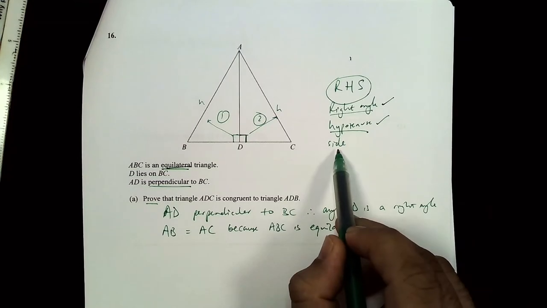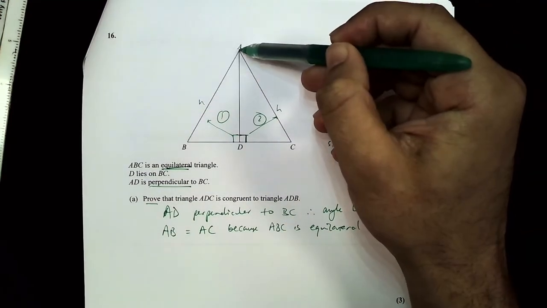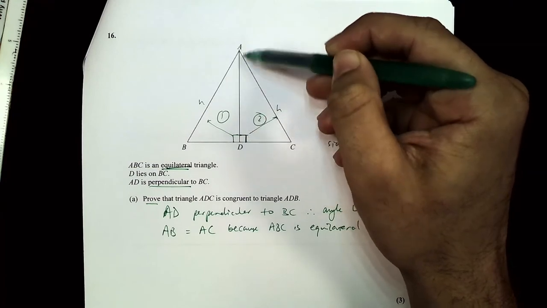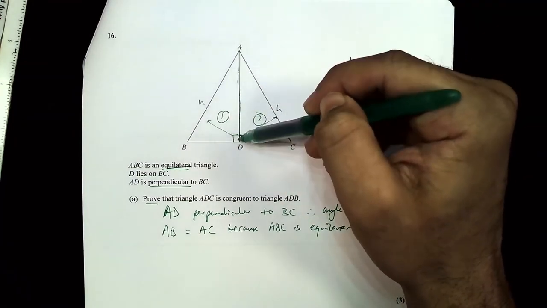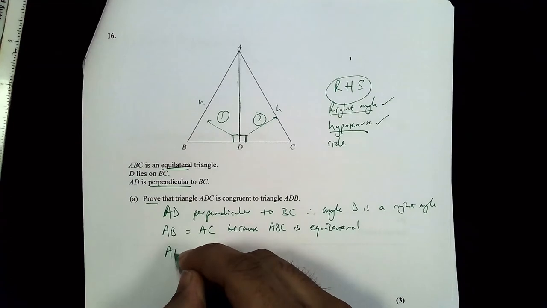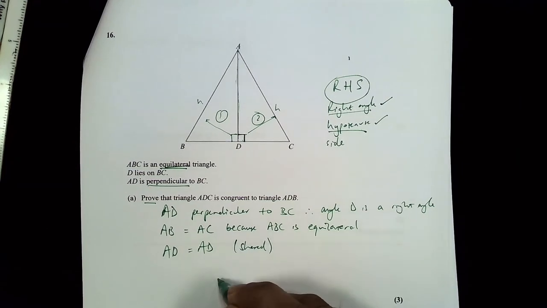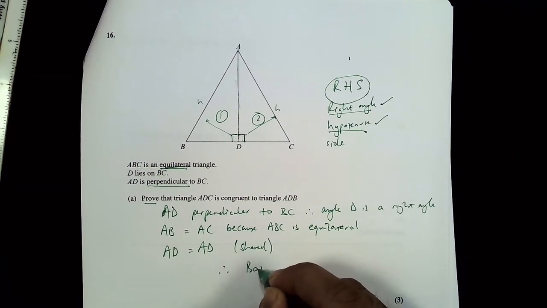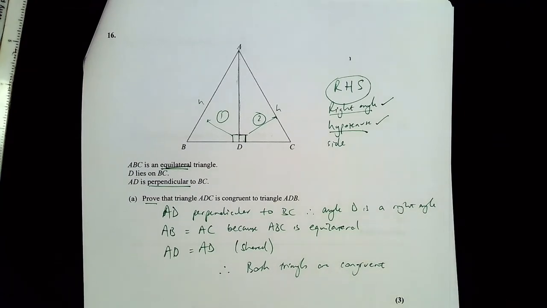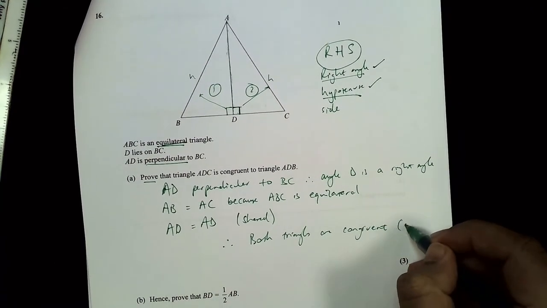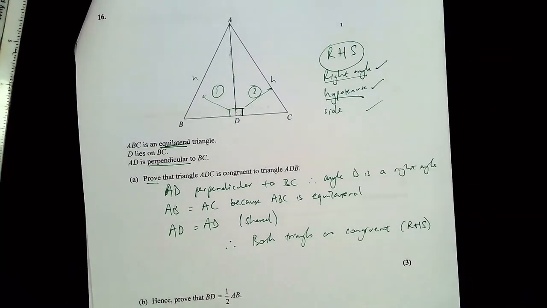Now the side. I could prove BD equal to DC, but it's more complicated. It's far easier to just use line AD. How do I know that AD is the same in that one and that one? Well, because it's the same line. That line there is involved in this triangle, and it's also involved in this triangle. So AD equal to AD, and I'm just going to write in brackets shared, and then I'm going to write therefore both triangles are congruent, and then I'll put in brackets RHS. That's the rule I've used: right angle, hypotenuse, and one of the sides. So I've just proven that is the case.